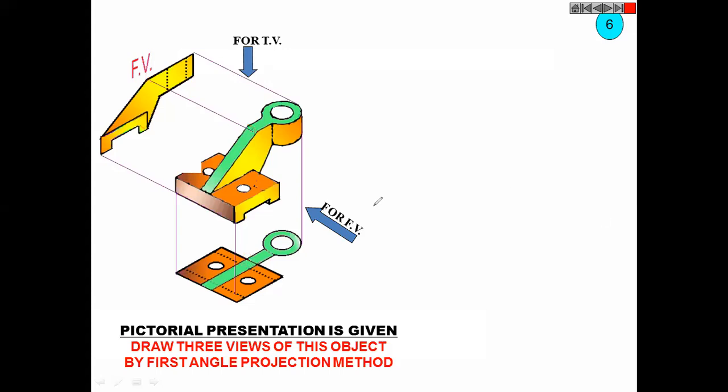Okay, now draw the side view first. Draw the side view.